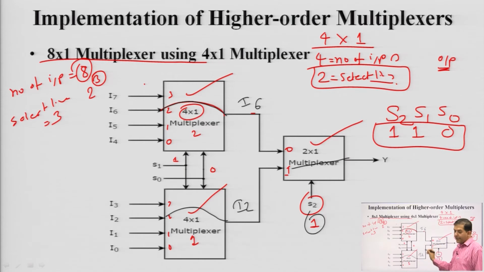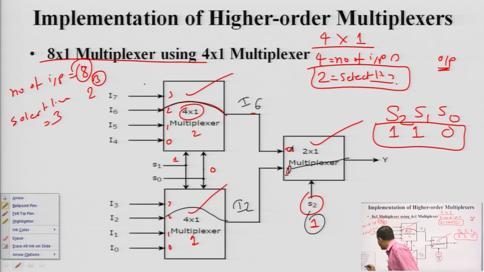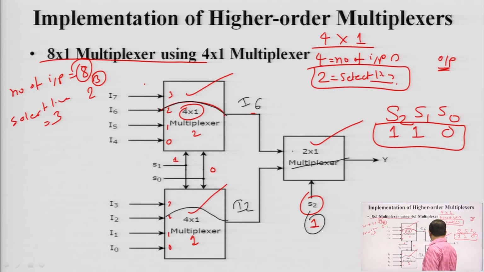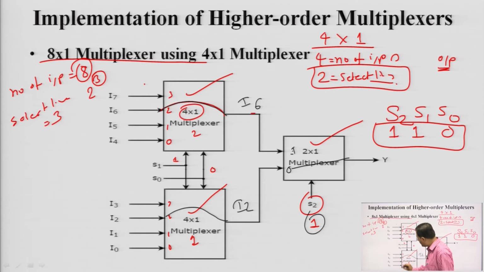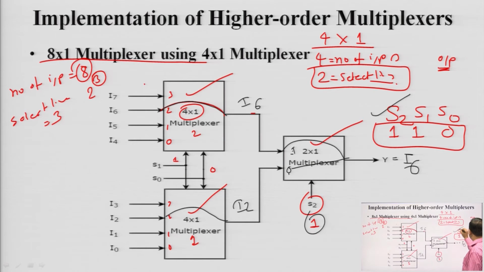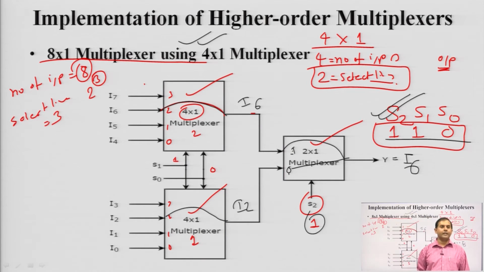Sorry, this is 0 and this is 1, extremely sorry. Here for 2 cross 1 we have 0 and 1, because we are counting from downwards: 0, 1, 2, 3. So, S2 is 1, and the output will be connected to this. So, Y is equal to I6. You can check that the select line combination 1 1 0 gives the output I6. So, the 4 cross 1 multiplexer can be designed using 2 cross 1 multiplexers.